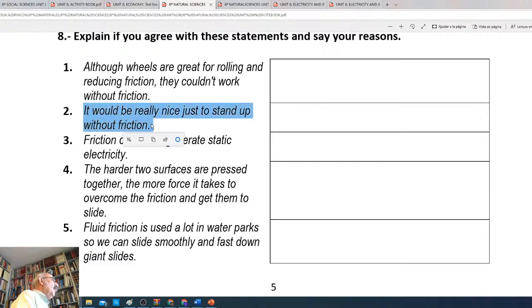It would be really nice just to stand up without friction. Do you agree with that? A world without friction. Would it be nice or not? Is that true or not? What do you think? Number 2. Would it be nice just to stand up without friction? In that moment, you couldn't stop moving.